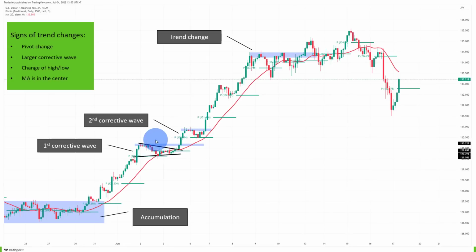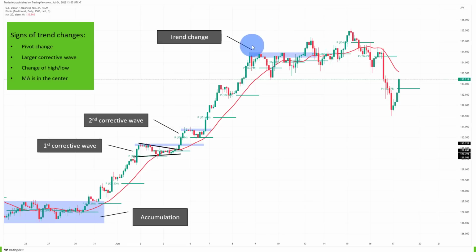And then you can see here was our first corrective wave, here was the second correction, and then the market continued higher until here. And here we have signs of a trend change. The signs for a trend change are a pivot change, which means that suddenly the market is trading below a pivot. Whereas previously in this uptrend, ever since we broke out of the accumulation, you can see we were never able to really break below a pivot point. That changes here.